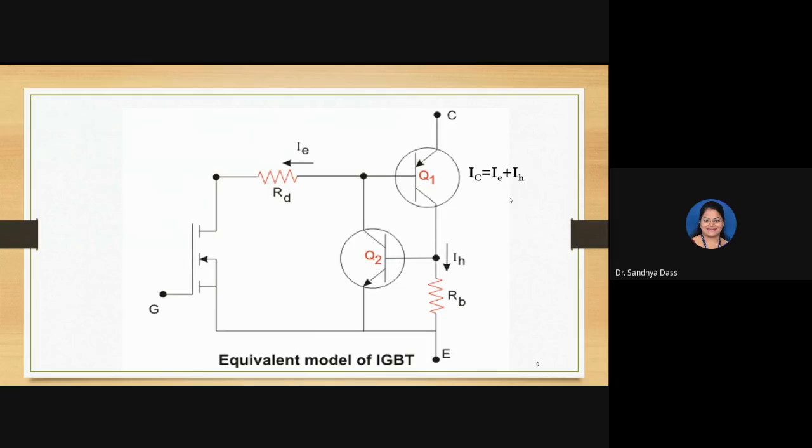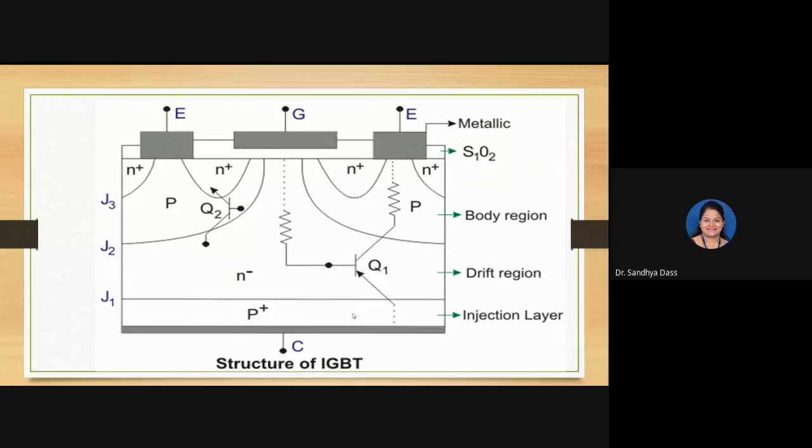Okay, IC is equal to IE plus IH, where IE is the current due to the injected electrons from collector to emitter through the injection layer, drift layer, and finally the channel formed. I'll repeat: IE, the emitter current, is the current due to the injected electrons from the collector to the emitter through the injection layer, drift layer, and finally the channel formed.